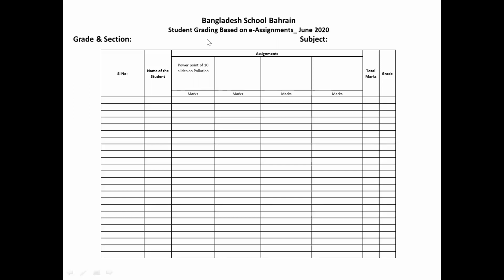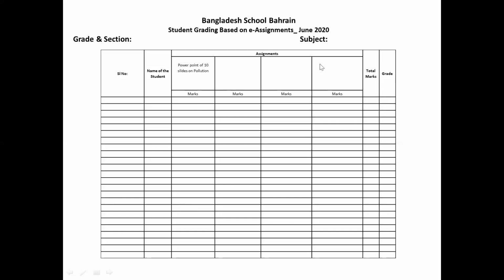This is the first sheet which must be shared by all the subject teachers to the respective class teachers. So first you have to mention the grade and subsection which you are teaching. For example, I'm teaching 6A science. So you have to mention here 6A and the subject which is science. And then you have to give the serial number and the names of students in the class.